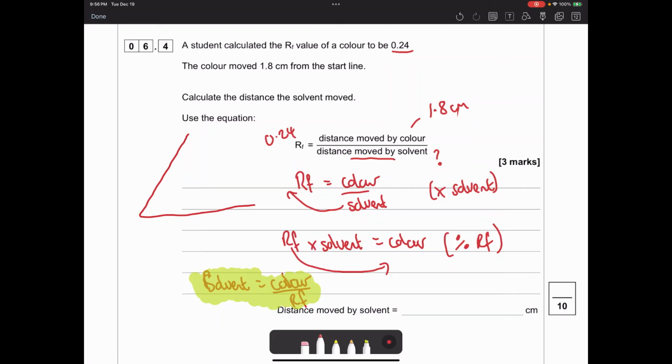What you could also do, I know physicists don't really like this, but you could put it into an equation triangle if you find that easier. RF value is distance moved by the colour over the solvent, and therefore solvent is your colour divided by your RF, which is what we've got here. So you can put it into a triangle if you need. So therefore your distance moved by the colour is 1.8 centimetres divided by 0.24. 1.8 divided by 0.24, if you do that, would be 7.5 centimetres.